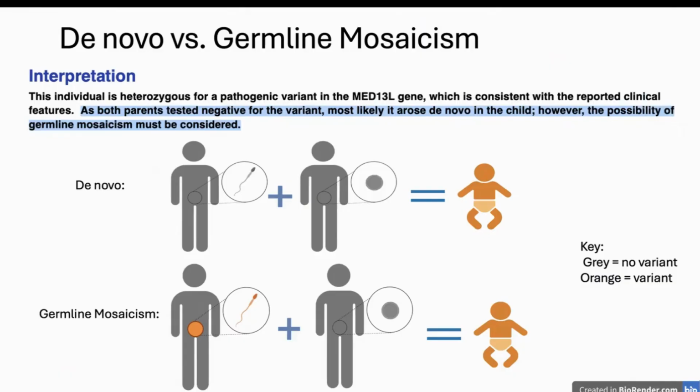Even if you try to test the testes where we suspect they may have a variant, you can't really know if you are taking from the right part of the testes. That test could come back without the MED13L variant, but you still wouldn't be sure if there are other cells in the testes that do have the MED13L variant. I also want to note that I could have shown the mom with the orange circle and orange egg. Either parent could have germline mosaicism.